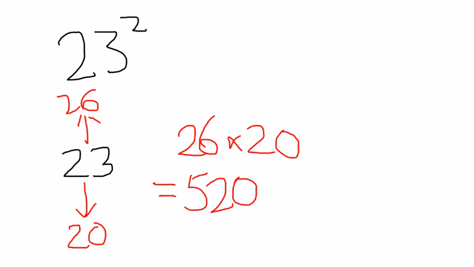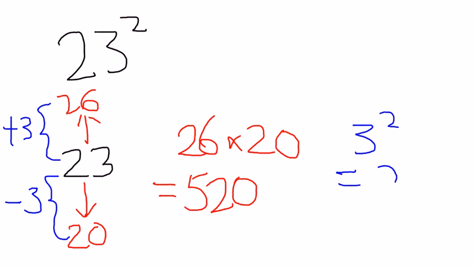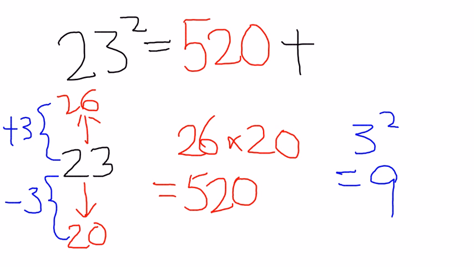And the next step is that you need to do the square of the gap between the number 20 and 23, or 26 to 23. Obviously now the gap is 3, either on the upper side or the lower side. So now you do 3 squared, which is 9. And now I claim that the answer, 23 squared, is actually the same as 520 plus 9, which is the same as 529.